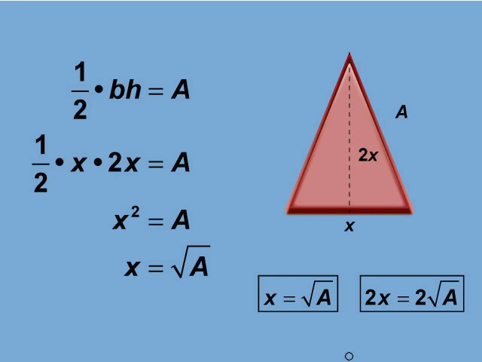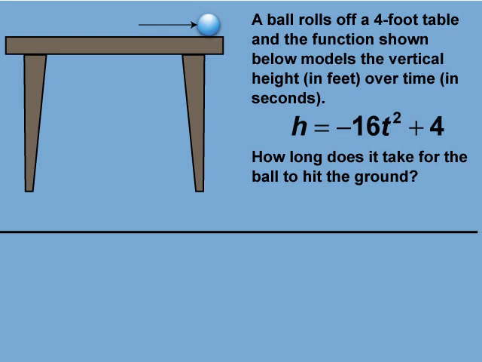Let's look at a final example. A ball rolls off a 4-foot table, and the function shown below models the vertical height in feet over time in seconds. H equals -16t squared plus 4. How long does it take for the ball to hit the ground?